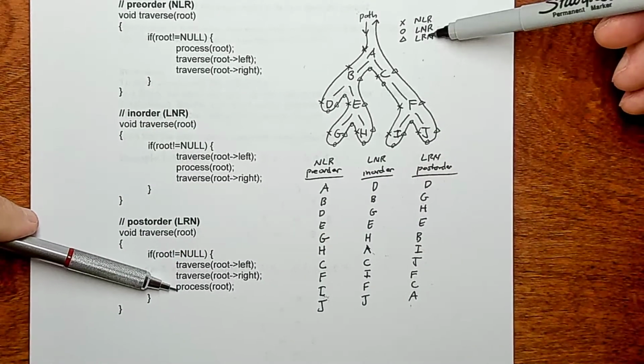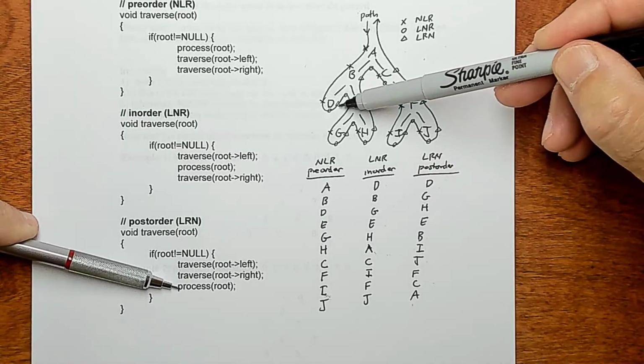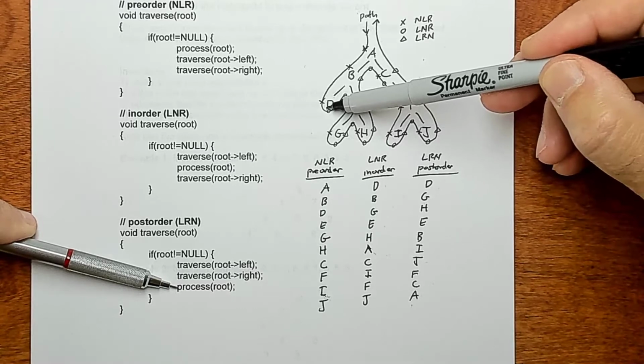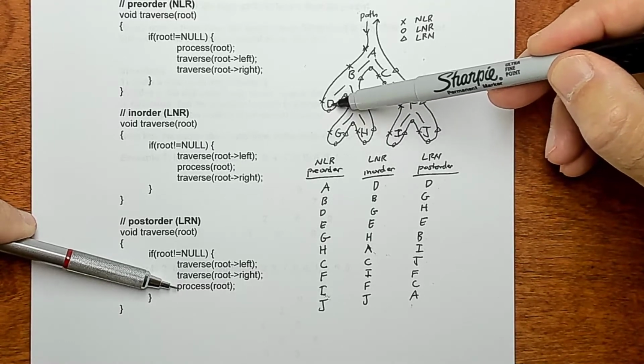Likewise, the diamonds indicate when the processing would occur for the nodes if you did it last. So the processing for D comes off after you've done D's left subtree, which is null, and D's right subtree, which is null.